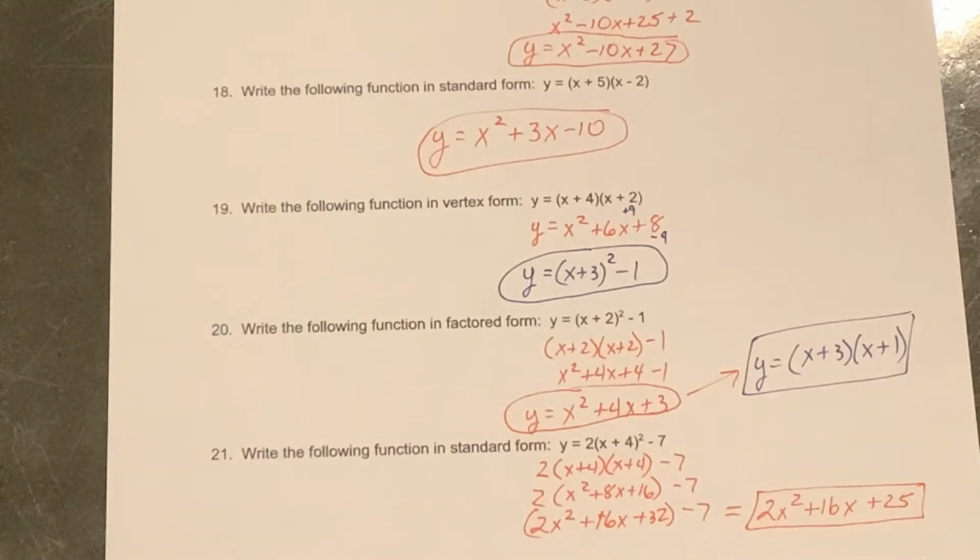All right, number 19, we want to go all the way from factored form to vertex form, so we've got to go through standard form in the middle. So I foiled it out to get x squared plus 6x plus 8. And then I add 9 and subtract 9. I get x plus 3 in the parentheses squared with a minus 1.